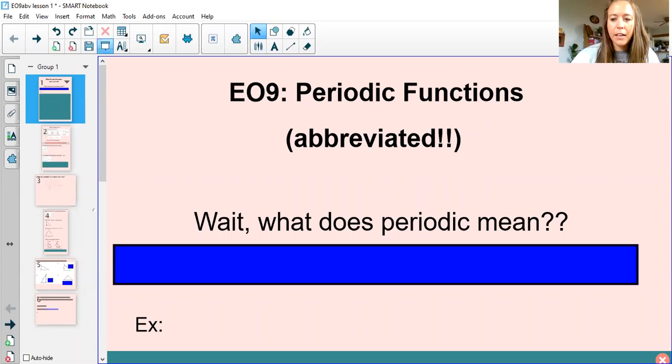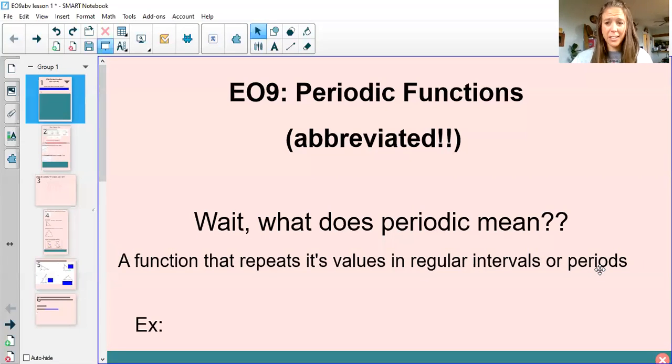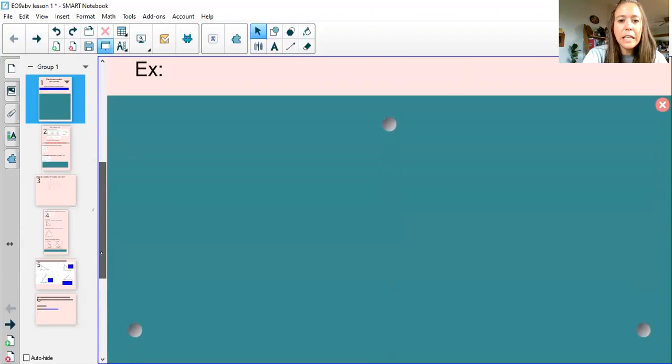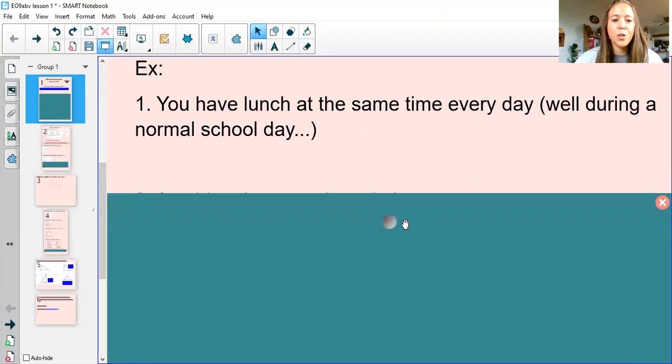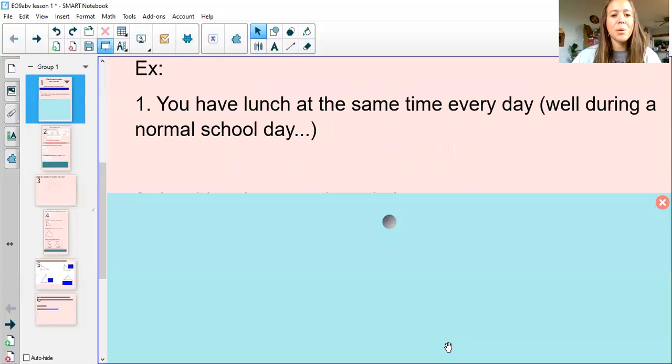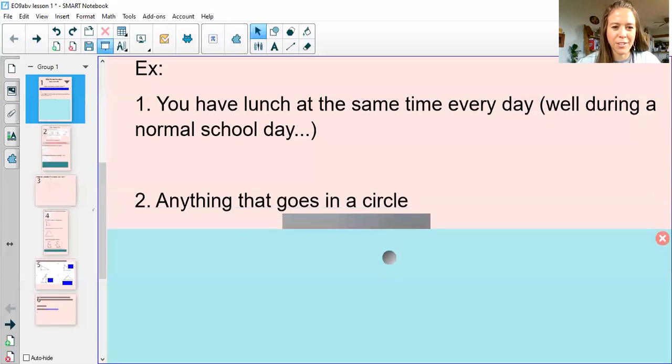Well, you may hear someone say periodically. A periodic function repeats its values in regular intervals or periods. And you see that word in your everyday life. For example, you may have lunch at the same time every day. This is probably in a normal school day, right? Right now, maybe you don't, but on a normal Monday, Wednesday, well, not Wednesday, Monday, Friday, you'll have lunch at the same time. So you have the same value, right?